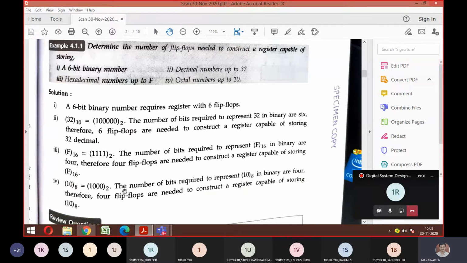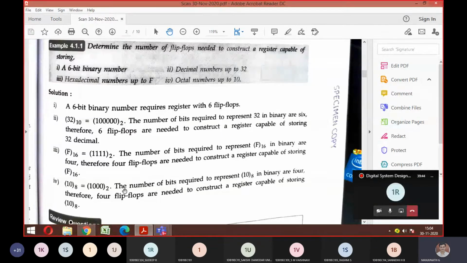So similarly, hexadecimal is over, decimal is over. The last one is the octal number. If it is an octal number, how will you convert it to binary? 3 bits. This is what you learned in your basic subject. With respect to digital electronics, what you want to know is, after converting to binary, how many bits there are. That many flip-flops are needed to construct any register for storing the information. Am I clear?